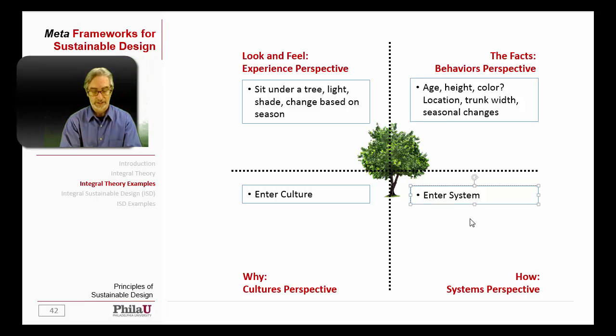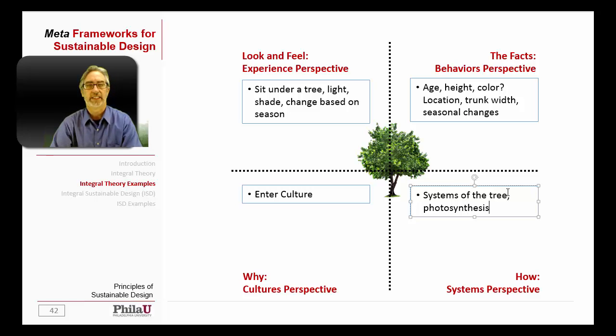So there are the systems of the tree itself, and I like to think of this in terms of different scales. So what are some of the systems? There's something called, I don't know if I can spell this, photosynthesis. So the tree is exchanging carbon dioxide and oxygen with the environment.